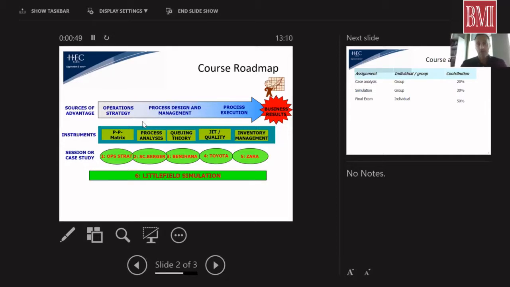For instance, a company that emphasizes quality in its strategy may need to take certain decisions in its processes which are different from those that will be taken by a company emphasizing low-cost operations.